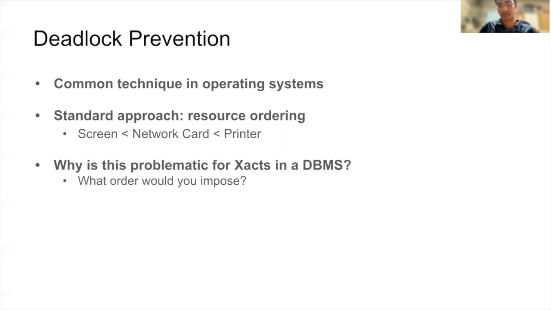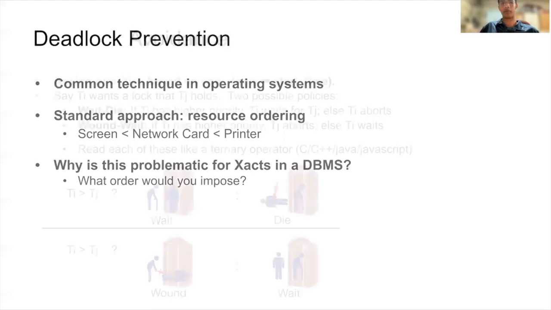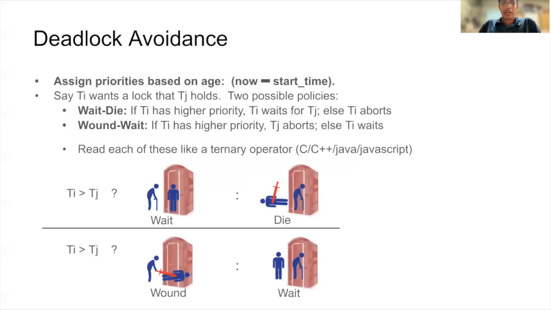So here we're going to have to deal with something different. We're going to assign priorities to transactions based on age. So let's say that T sub i wants a lock that T sub j holds. Now there are two possible policies here.